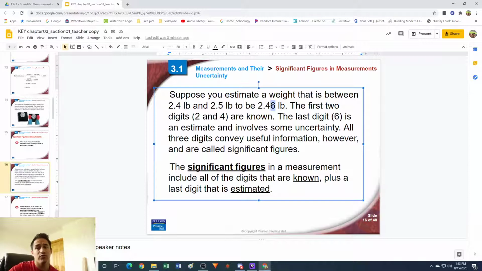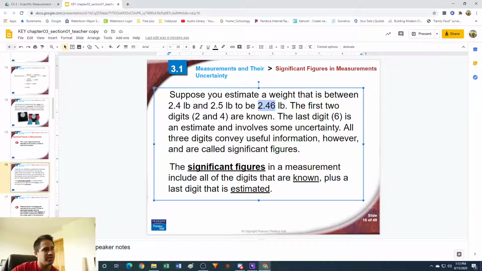It could be 2.47, could be 2.45. You just know it's going to be 2.4 something because it's in between 2.4 and 2.5 pounds. So all three digits that you have written down here for your measurement contain very important information, and these are what we call your significant figures. So significant figures in a measurement are all the digits that you know plus one last digit that is usually always estimated.